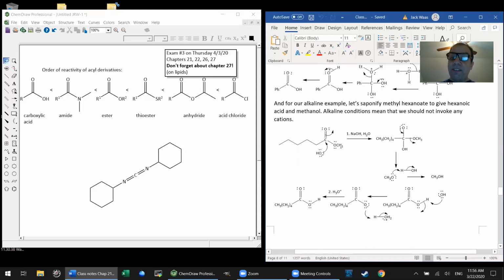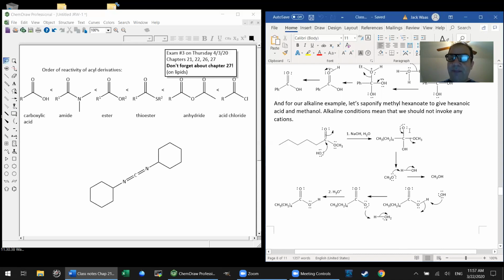Now notice, since we're in an alkaline medium, strongly basic anions are perfectly fine to use in our mechanism. And so, as so often happens in basic medium, our first step here is bombs away. Our nucleophile attacks our carbonyl carbon and forms an oxyanion, which is fine because we're in a basic medium. In acidic medium, no way. But in basic medium, this is just fine.